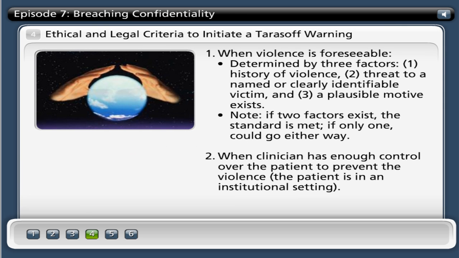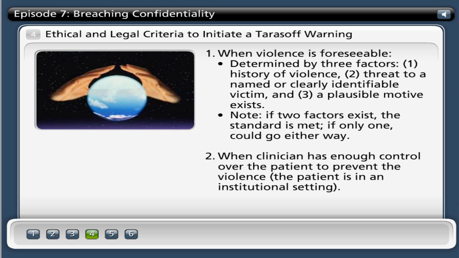Ethical and legal criteria to initiate a Tarasoff warning. Several criteria must be met in order to initiate a Tarasoff warning. The first criterion is when violence is foreseeable. This has to do with the actual background of the Tarasoff case. A student at the University of California told his psychologist that he was going to murder his girlfriend, Tatiana Tarasoff. So, when a clinician believes that violence is foreseeable, that is a situation with ethical and legal justification to initiate a Tarasoff warning.